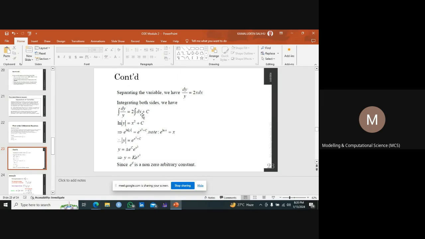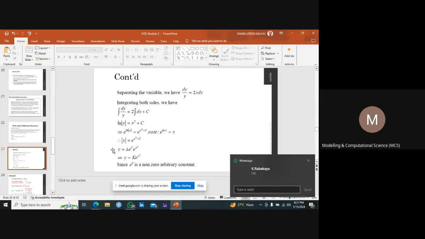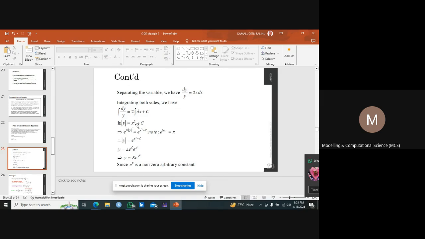Then the integral of dx, okay, x is missing here. So integral of x dx will give us what? x squared all over 2. Where that 2, the denominator here, we cancel with this 2 that we are having here. Then we have ln absolute value of y to be equals to x squared plus c.